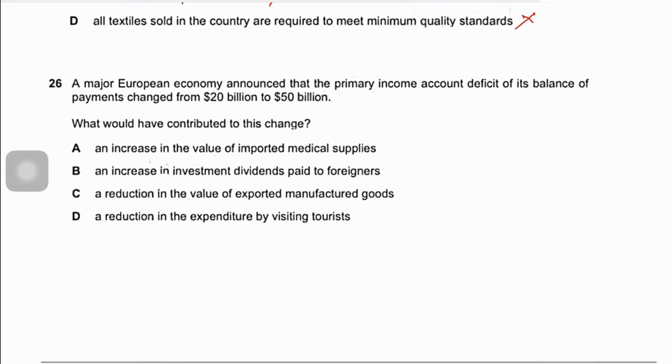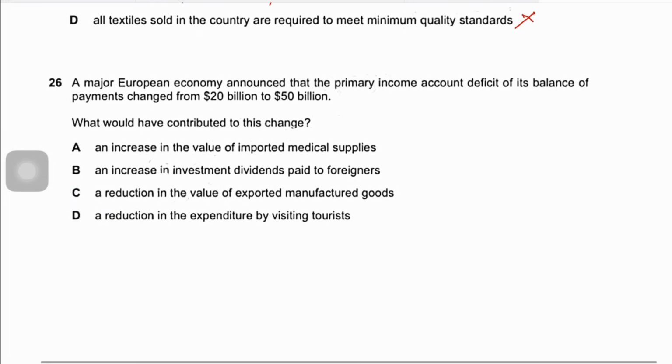Question number 26 says a major European company announced that the primary income account deficit of its BOP changed from 20 billion to 50 billion. And what would have contributed to this change? If you look at the answer options, the correct answer would be option B, an increase in investment dividends paid to foreigners, because this will directly impact the primary income account. If a country pays more dividends to foreign investors, it increases the outflow of income, thereby increasing the deficit in the primary income account. And hence option B would be the correct answer.